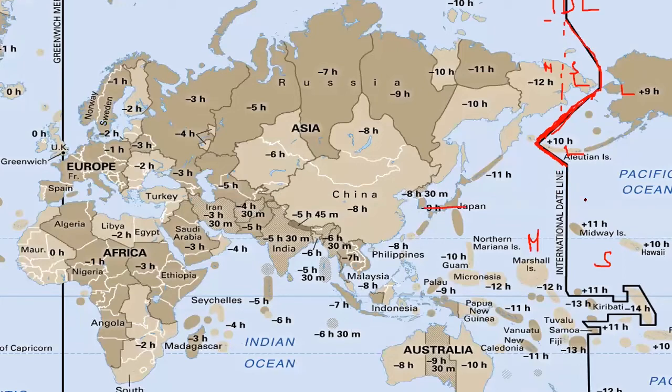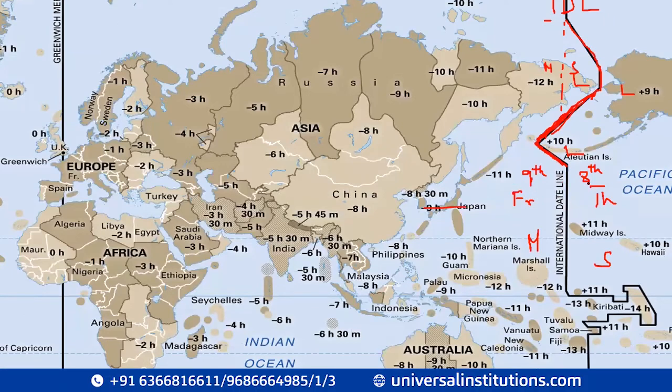The Asian side is always ahead, whereas the American side is behind. The Asian side is one day ahead and the American side is behind. It is separated by this line. So it is called the international date line. In our class example, Friday and Thursday. That means if it is 9th July here, it will be 8th July here, Thursday. It separates two dates. So it is called the international date line.